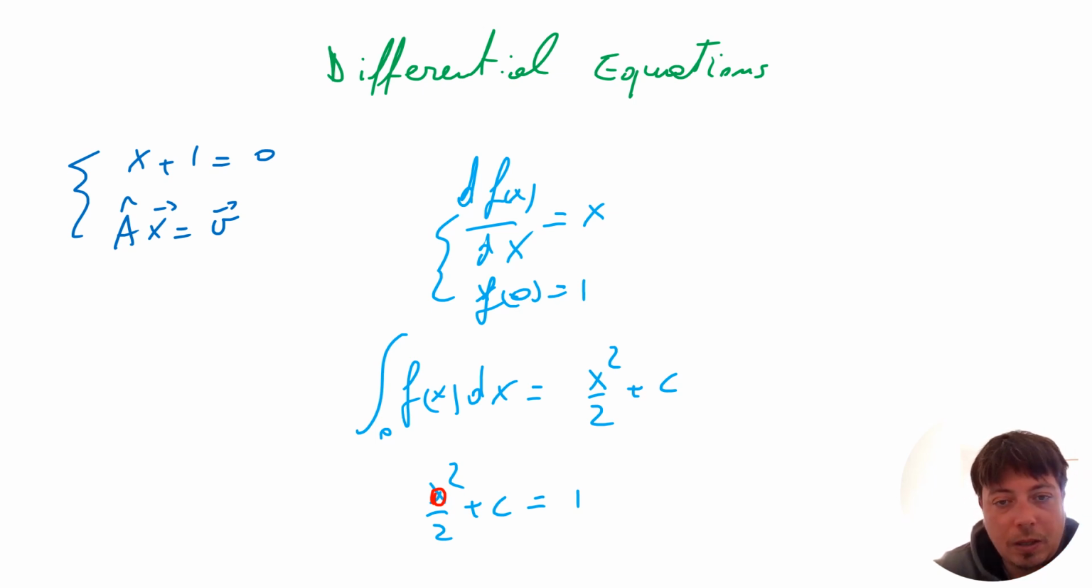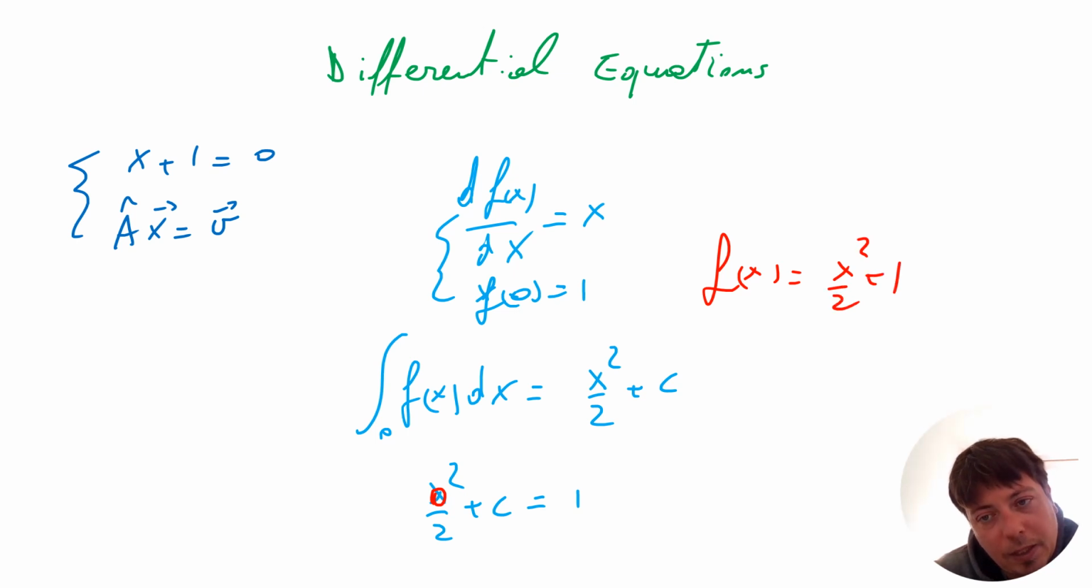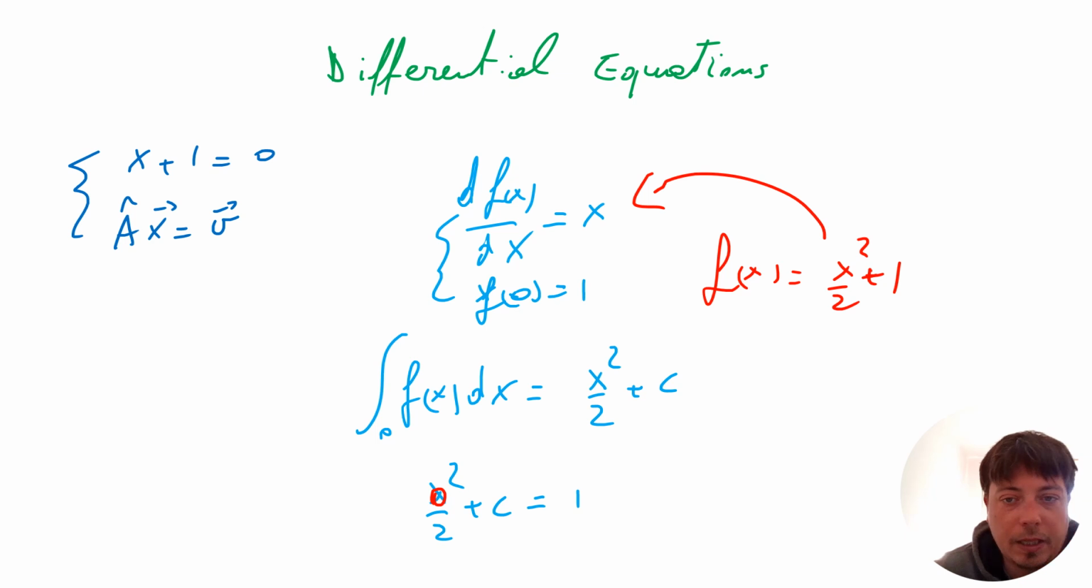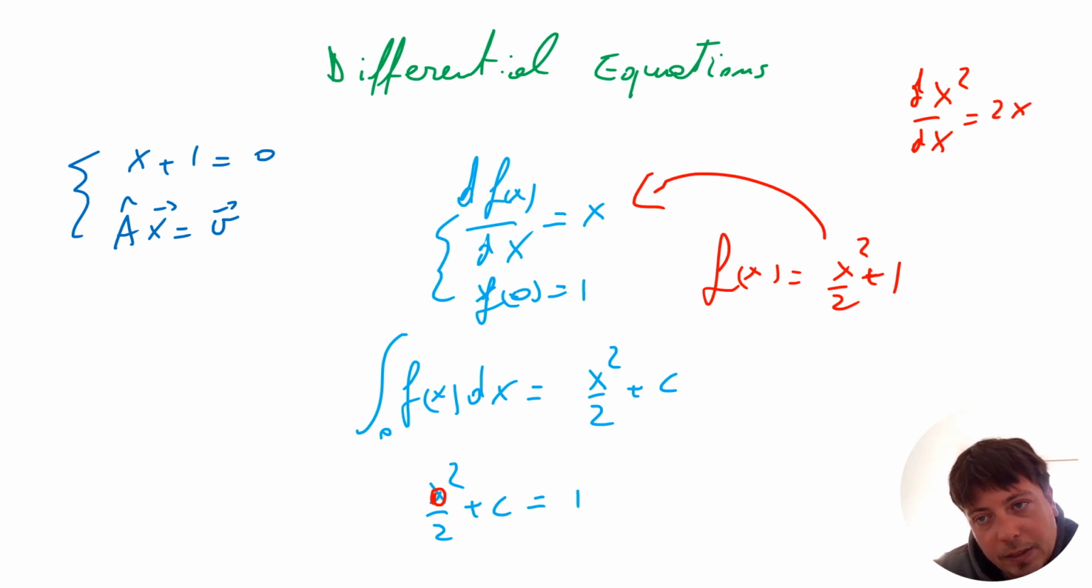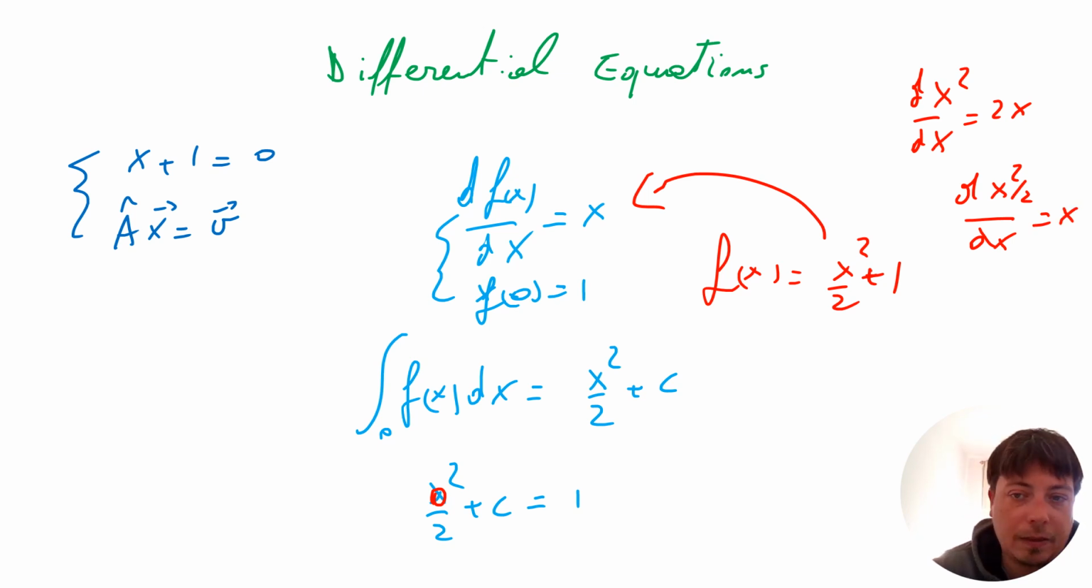Okay, so our function would be x squared divided by 2 plus 1, which when differentiated we get x, because we know that the derivative of x squared is exactly 2x. So the derivative of x squared divided by 2 is equal to x exactly, because the 2 cancels out and the 1 gets removed because it's a constant.